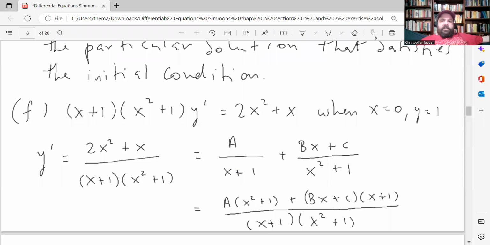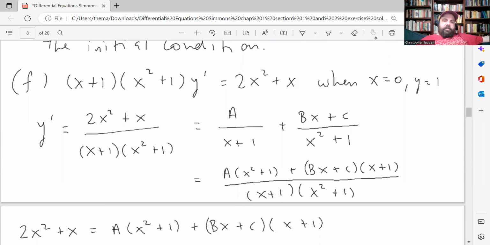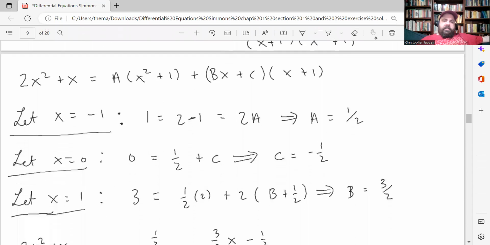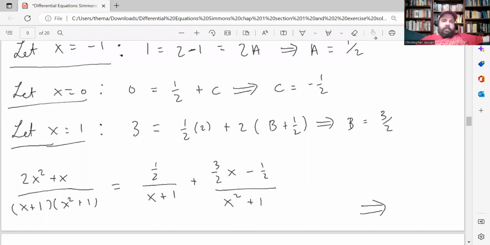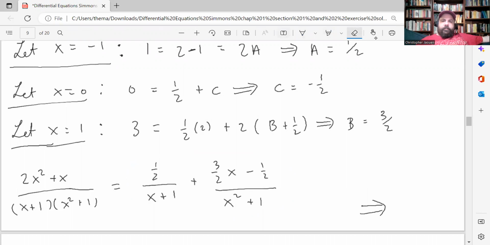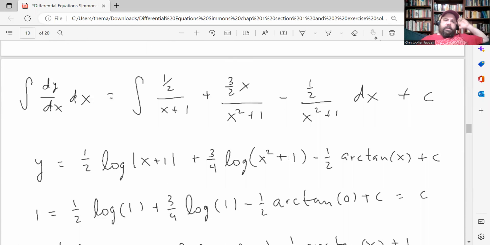So we want to solve this differential equation when x is 0 and y equals 1. And then you just go through your process of doing your partial fraction decomposition. And when you do that, you end up with this on the right-hand side. Okay, and that gives you 3 easy functions to integrate, which I do down here.